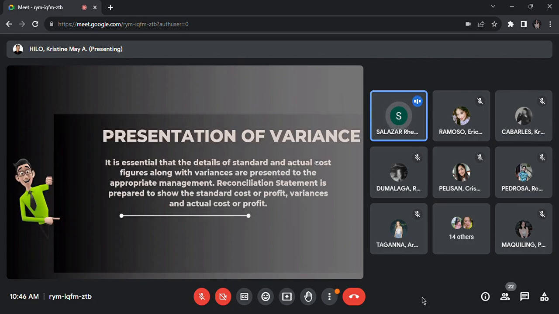Presentation of variance. It is essential that the details of standard and actual cost figures along with variances are presented to the appropriate management. A reconciliation statement is prepared to show standard cost or profit, variances, and actual cost or profit.